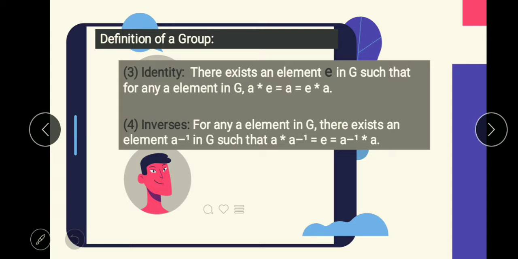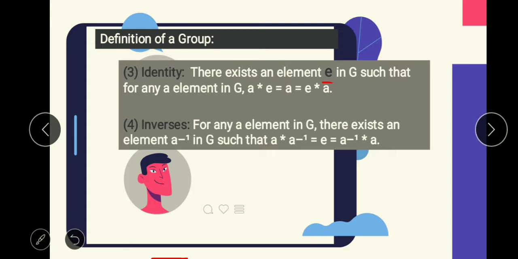Then we have the identity. There's some element in the set, and I'm going to call that element E. That's typically what is mostly used when talking about the identity in general. So there's some element E, or identity element, such that for any A in G, A star E is equal to A. This is also the same thing as E star A. That's what the identity does. It gives you back the same thing.